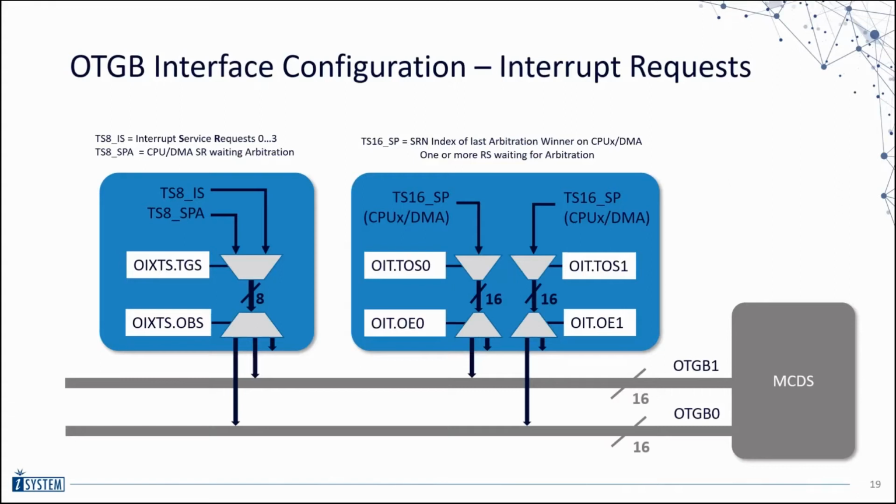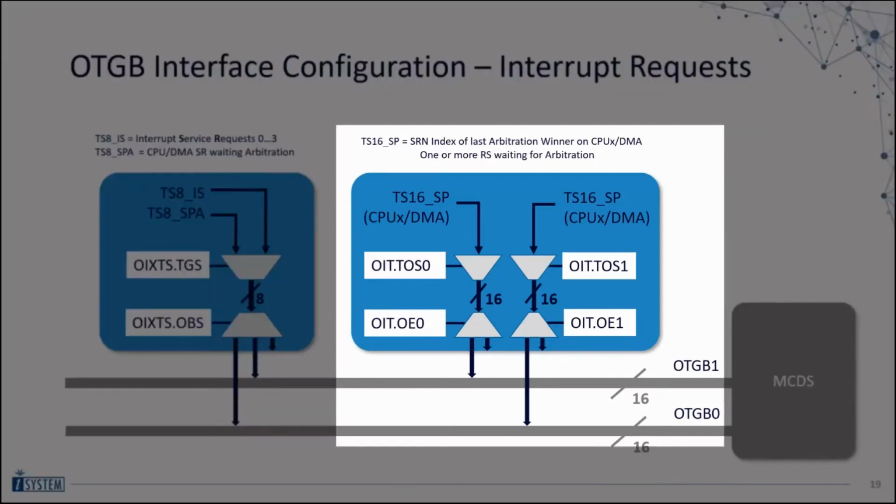The interrupt request overlay consists of 2 8-bit trigger sets and 2 16-bit trigger sets. The 2 16-bit trigger sets, TS16SP, are identical, except one can only map to OTGB 0 and the other one only to OTGB 1. They allow monitoring the last arbitration winner for a specific interrupt provider. An interrupt provider can either be one of the CPUs or the DMA module. Additionally, a dedicated bit shows if one or more interrupt requests are currently waiting for arbitration.